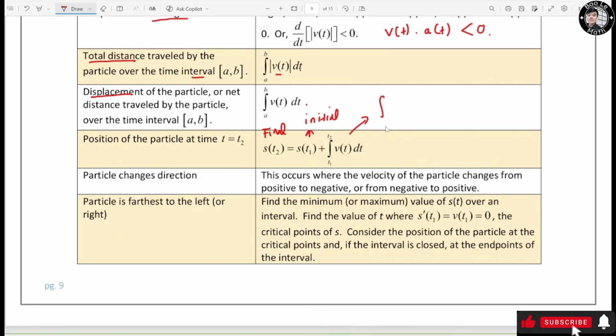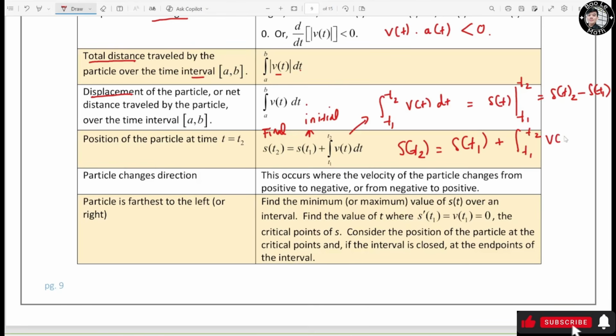When you take the integral from t1 to t2 of v of t dt, right? It's actually s of t, right? Evaluated from t1 to t2, right? So it could be s of t2 minus s of t1, right? So I'm going to add s of t1 to both sides. So that gives us s of t2 equals s of t1 plus the integral from t1 to t2 of v of t dt, right?